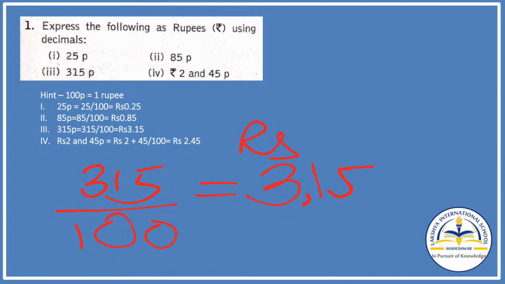Now same for question number 4th, 2 rupees 45 paisa. It means 245 divided by 100, 2.45.